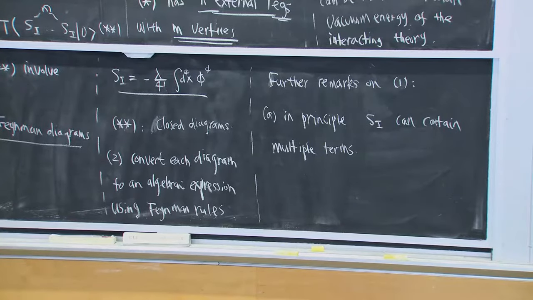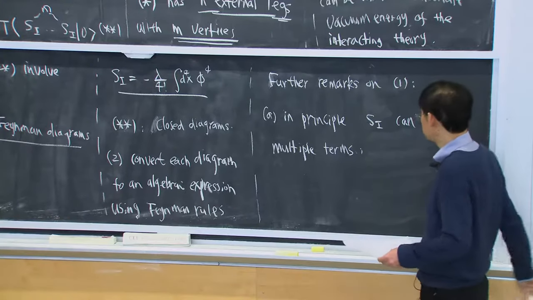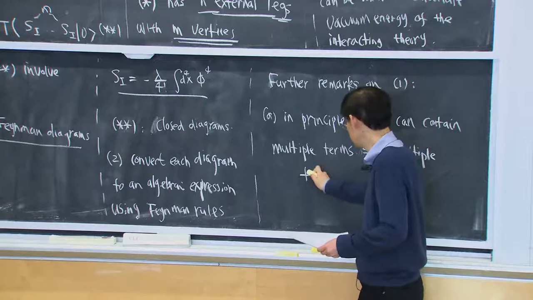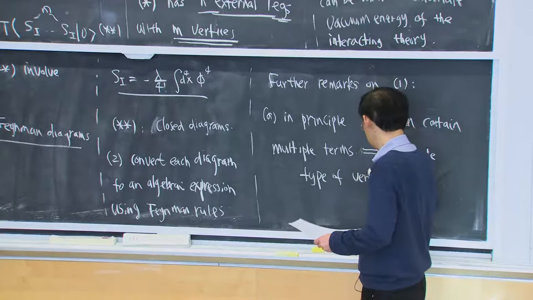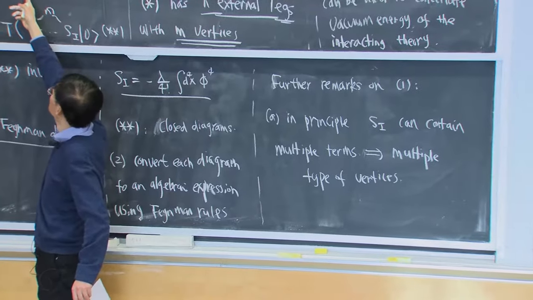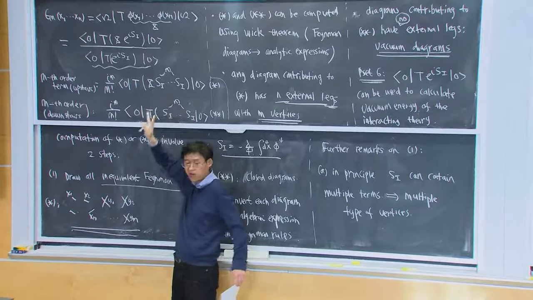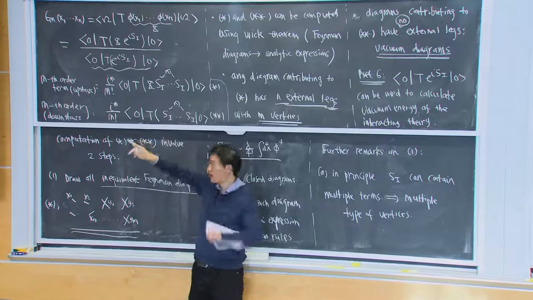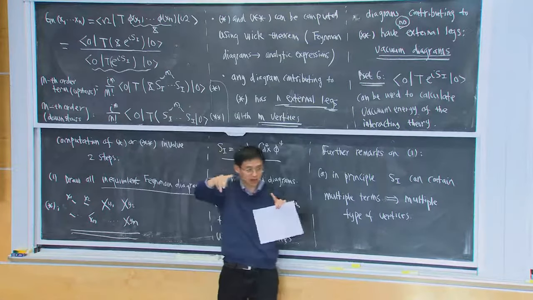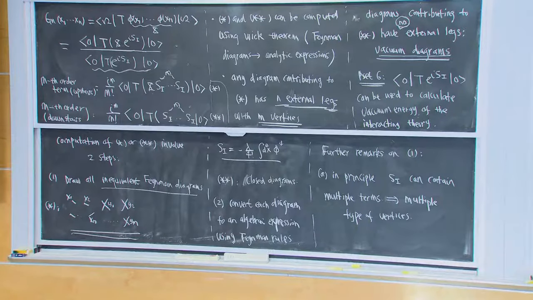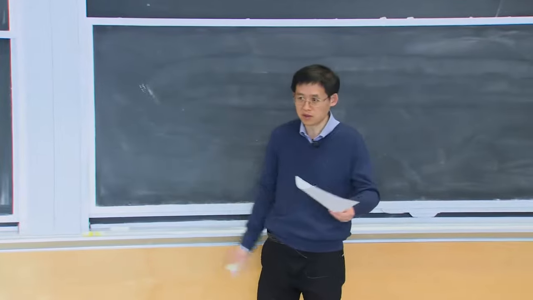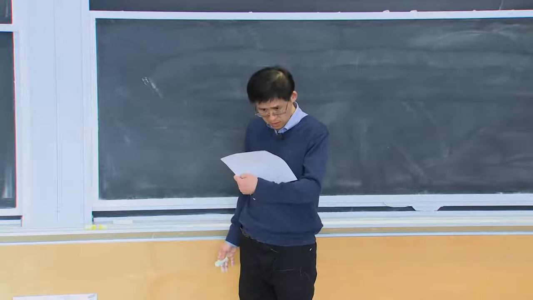If it contains multiple terms, then you will have multiple types of vertices. But the rule is similar. Suppose SI contains two terms, then you just multiply them, and you get many terms, corresponding to different combinations of different types of vertices. But the rule is exactly the same. Just now your diagrams are more complicated, but otherwise it's identical.